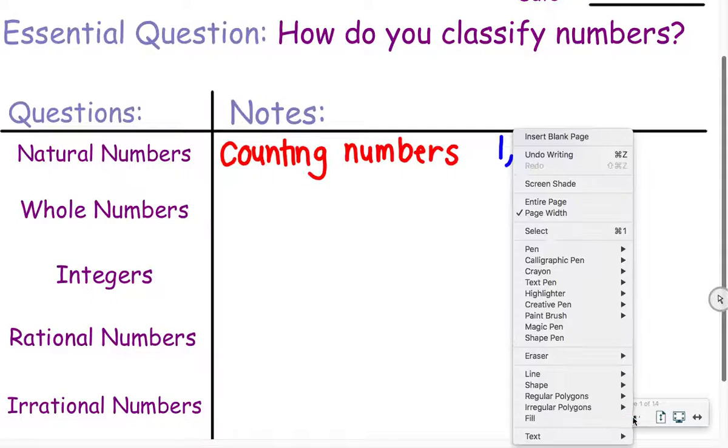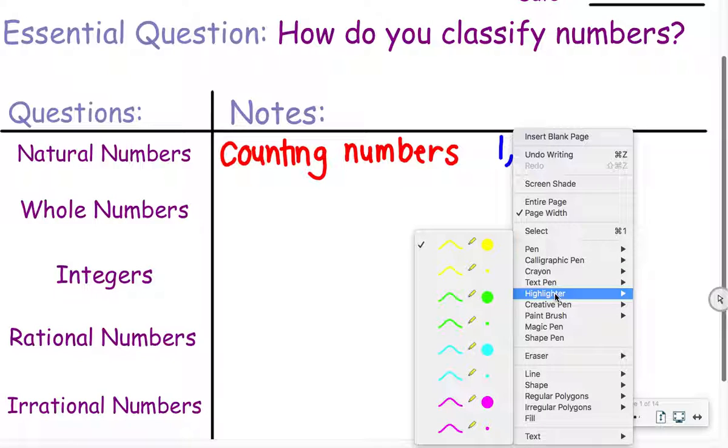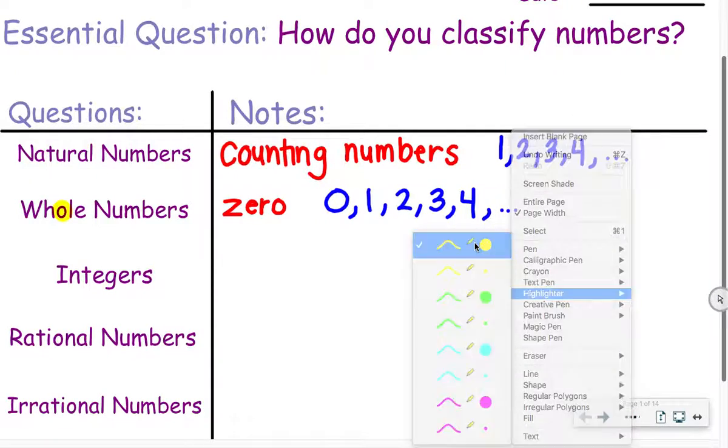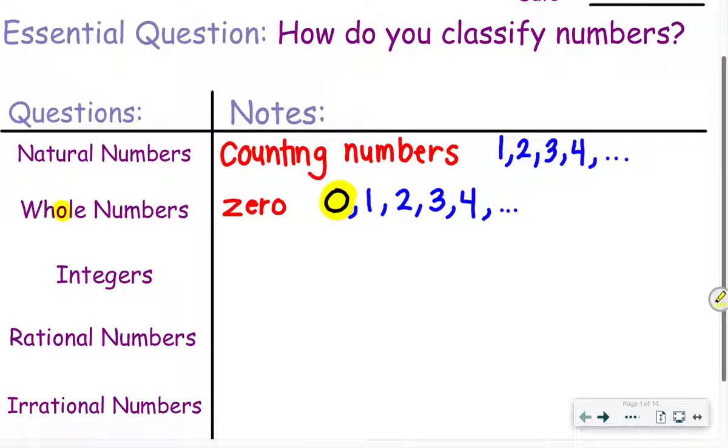Whole numbers. Whole numbers add in one extra number that natural numbers don't include. And I like to highlight the O in whole to help me remember that 0 is the number that gets added into whole numbers. So whole numbers start with our 0, then 1, 2, 3, 4, and so on. Once again, that 0 is the only number that is a whole number that isn't also a natural number.